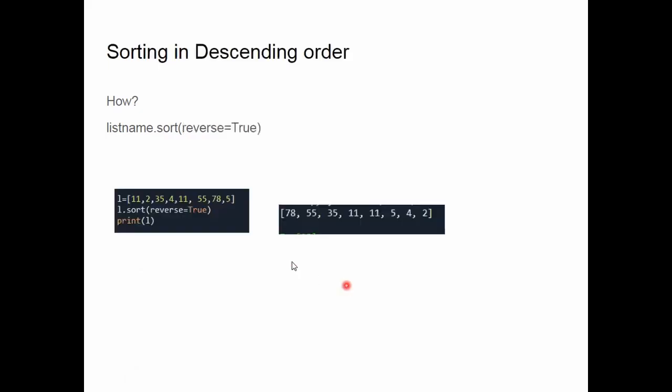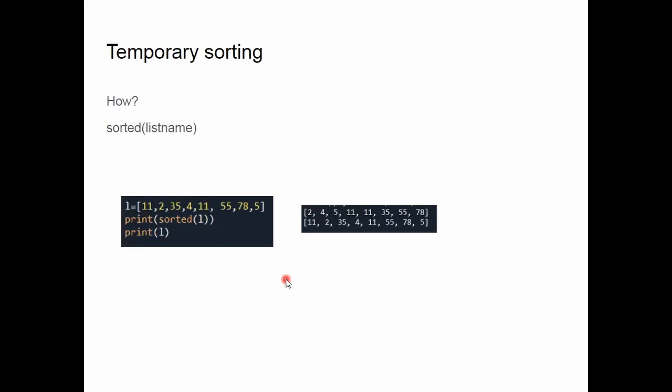Now if you want to sort in descending order, what we have to write is the same dot sort with reverse is equal to true. So with sort, we have to add reverse equal to true as a parameter. So your original list will be sorted in descending order.